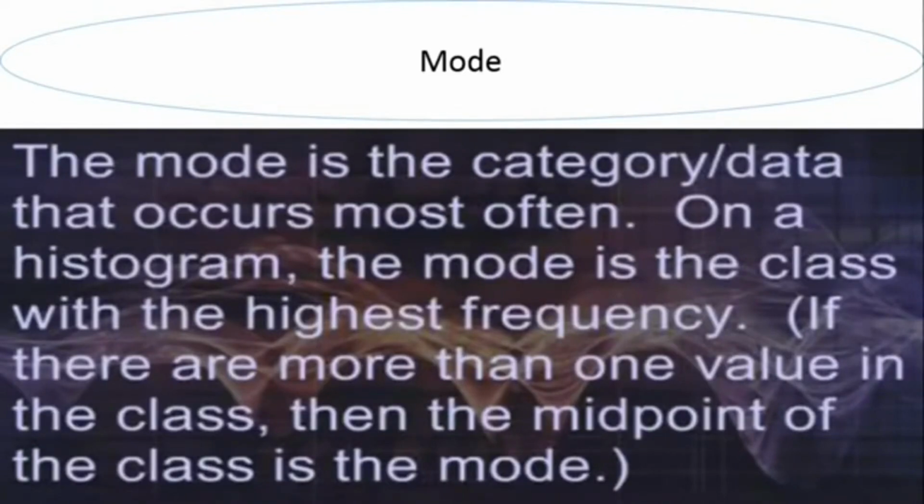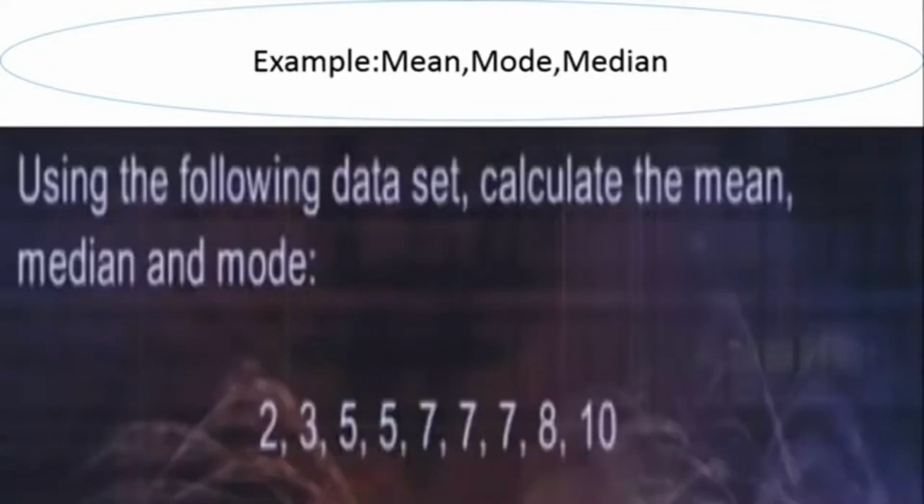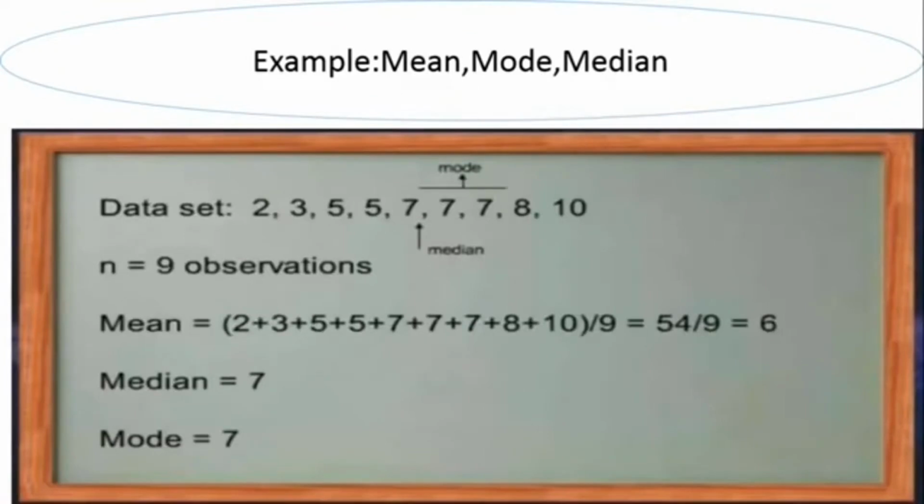So we can show an example in order to illustrate how to compute the mean, mode, and median using the following data set: calculate the mean, median, and mode. So we have a sequence of numbers 2, 3, 5, 5, 7, 7, 7, 8, 10. So the data set is ranked from the smallest to the largest number. We have 9 observations. The mean is simply the sum of all observations divided by the number of observations, which is equal to 6. The median is the value that divides our sample into 2.